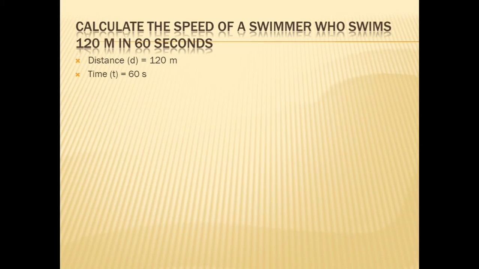What is the rule that you will use to calculate the speed? Speed equals distance over time equals 120 over 60 equals what? The unit is very important. The unit of speed, 2 meter per second. If you didn't write the unit, you will lose marks.